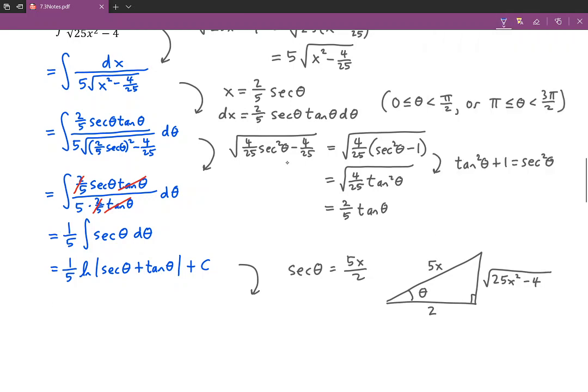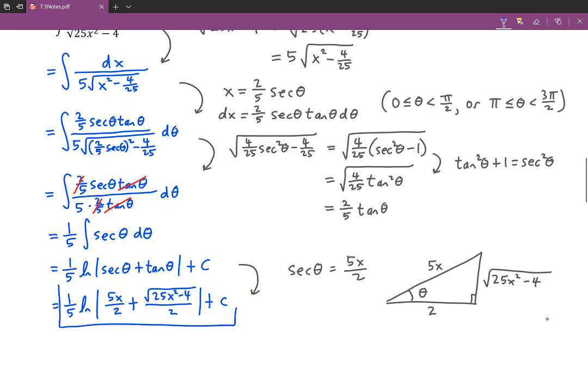So now that we've got our triangle set up, we can evaluate any trig function we want at angle theta, including secant theta and tangent theta. So that's what allows us to go back to x. So now we've got secant theta, which is 5x over 2, tangent theta, which is opposite over adjacent. So that'll be the square root of 25x squared minus 4 over 2 plus c. And if you want to go ahead and box it like that, that's totally fine. I'll take that.